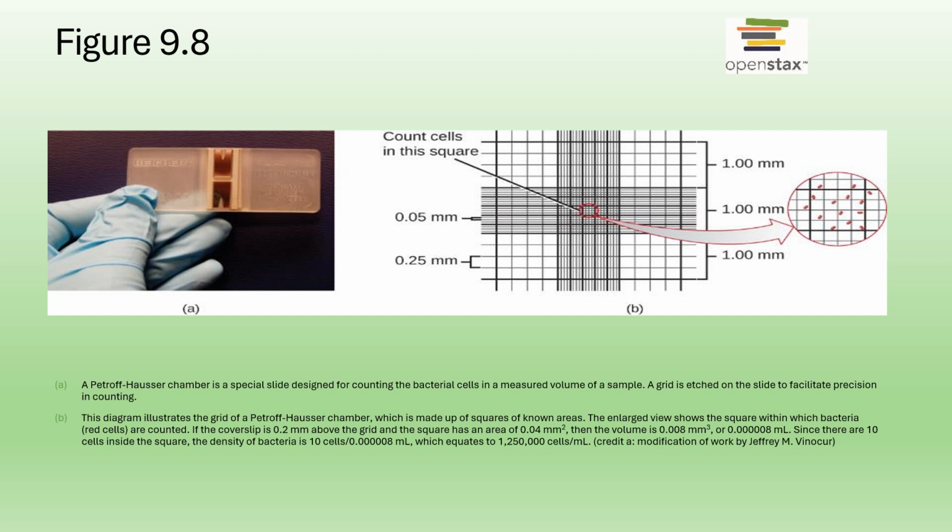So here's an example of the specialized slides, like I said, that has this grid on it, and you put the known volume in here, and then within each of these grids you count the number of cells, and you can calculate back with a known volume how many you have, and then calculate what the overall concentration is. So once you have one of these slides, it's fairly easy to do. It's similar to counting blood cells in a blood sample.